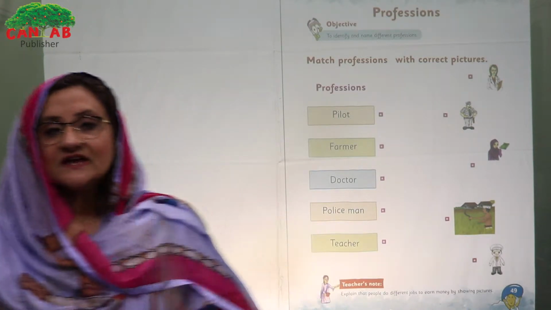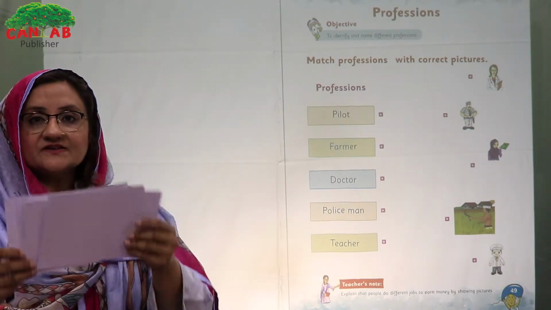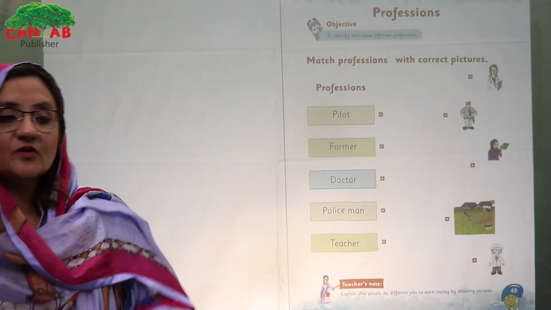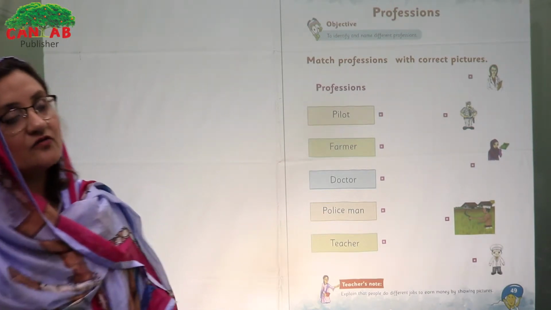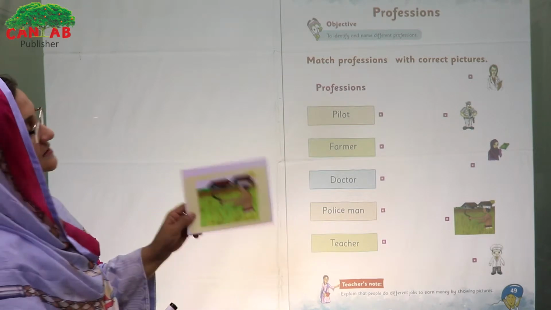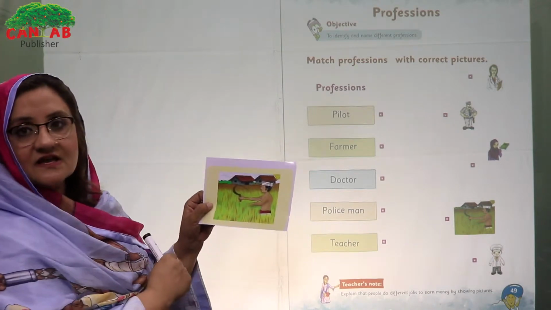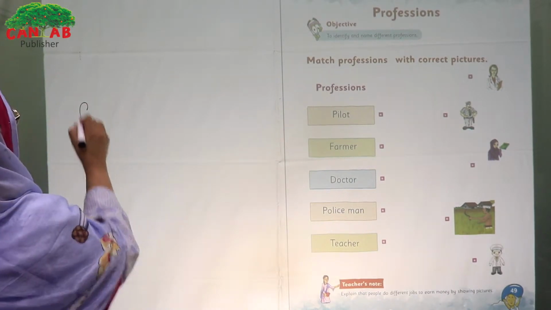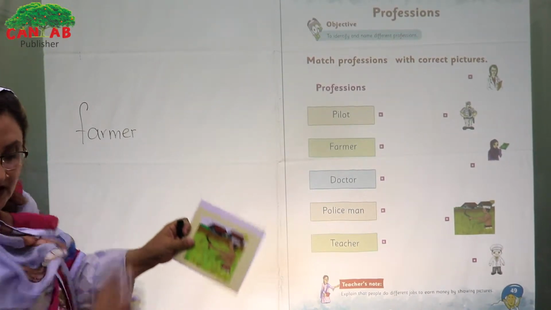Okay, now what we can do, we can invite the students for the board game. For example, I can distribute these flashcards among the students, and then I can invite the students one by one to come near the board and stand here with me. For example, I am going to invite Nair, please come here. Well, Nair, what is this professional called? He is a farmer. Now what can I do? I can paste the picture here and I can write the name here: Farmer.